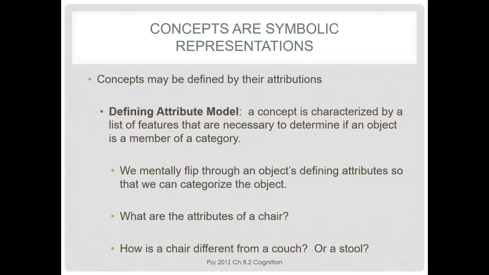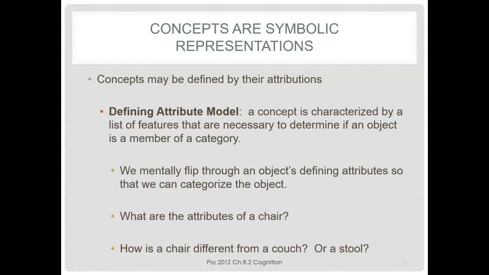So we develop this list of features, and when we're categorizing our world, we look at the various defining attributes. What are necessary attributes for a human being? What's a necessary attribute for a pet? What's a necessary attribute for an automobile? And then we mentally flip through an object's defining attributes to categorize that object.